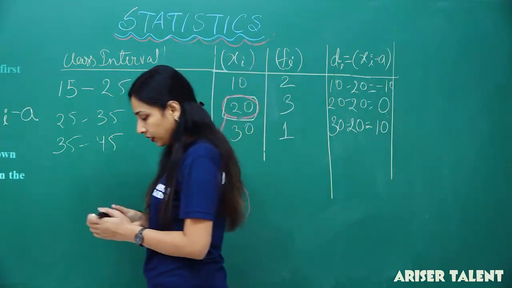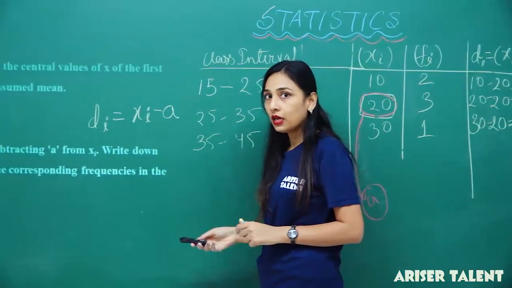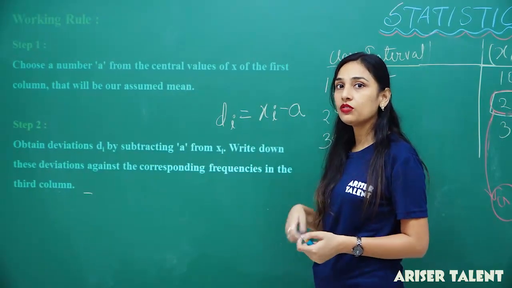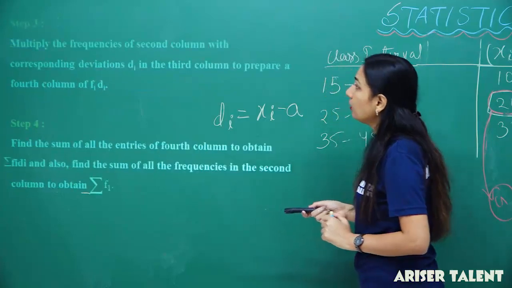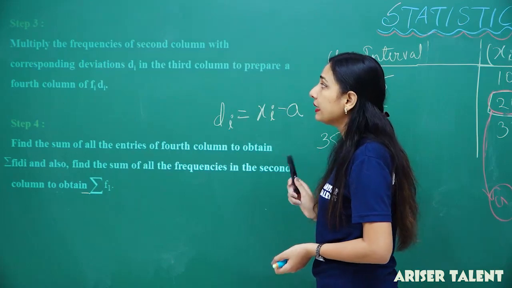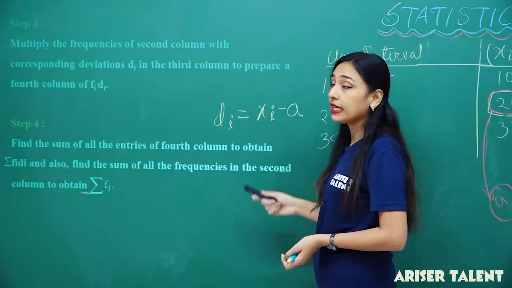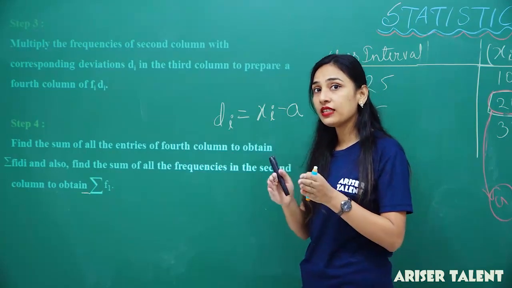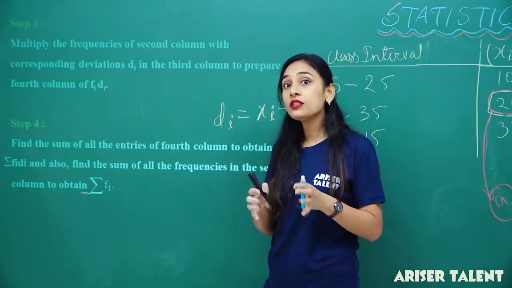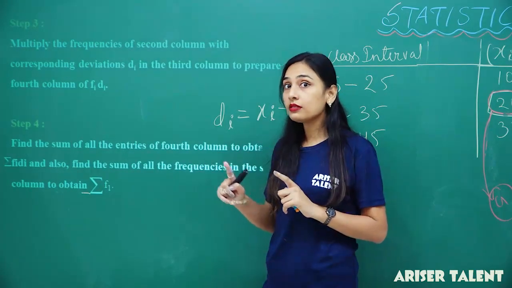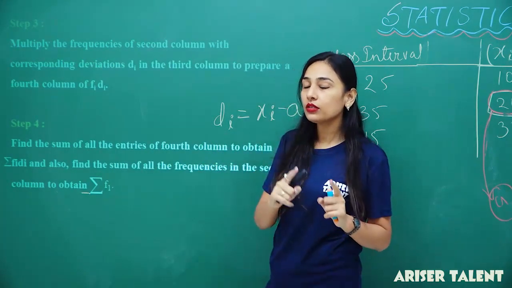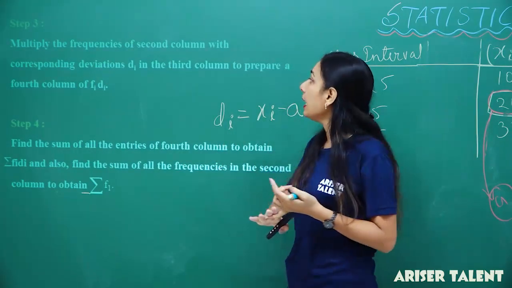Now we have done the third column. In our procedure, it's going to be the 4th column, because we have taken class interval. Now in step 3, multiply the frequency of the second column with the corresponding deviation. In the previous question, I multiplied the frequency with the value of x. This time I am going to multiply the frequency with the deviation, so we have to find fi di.